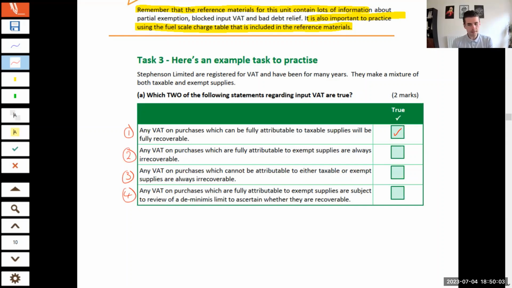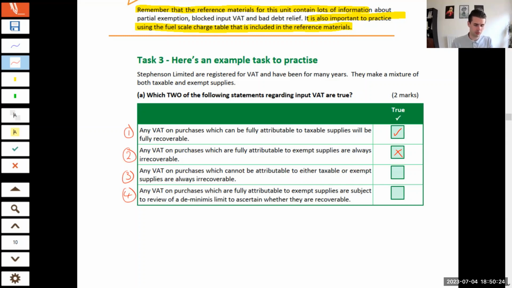Number two, any VAT on purchases which are fully attributable to exempt supplies are always irrecoverable. Well, at face value, that sounds right, but this is why it's important that you check the reference material, okay? This statement is actually wrong, okay? When we are looking at these different types of exemptions, there is that partial exemption rule, okay? What we're saying here is the de minimis limit.